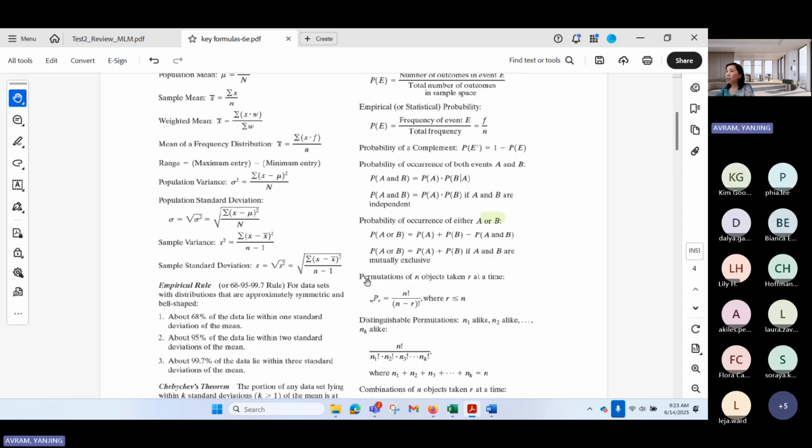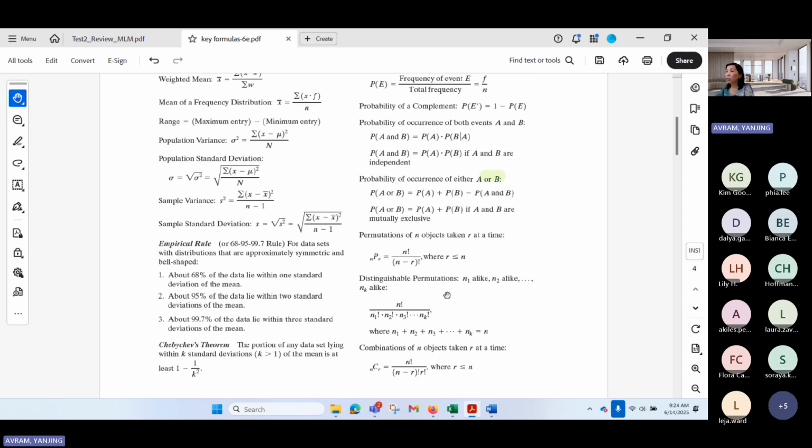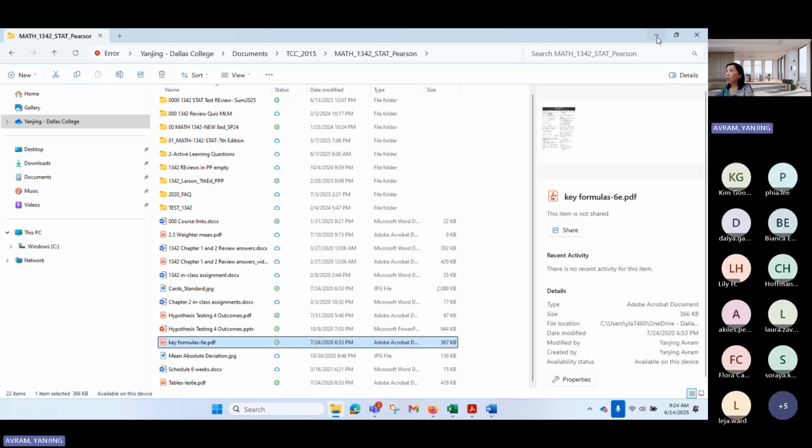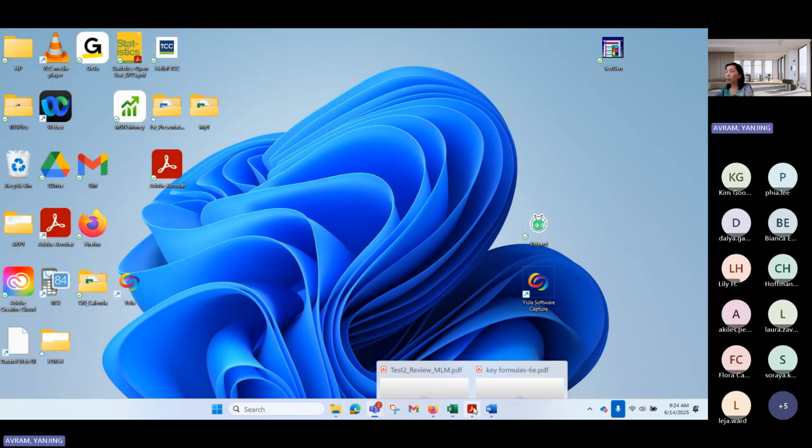All right. We also have a permutation and a combination formula, but I was showing you we can actually use the permutation and combination from the calculator instead of using the formula. Okay. So that is the one I want to show you in here.